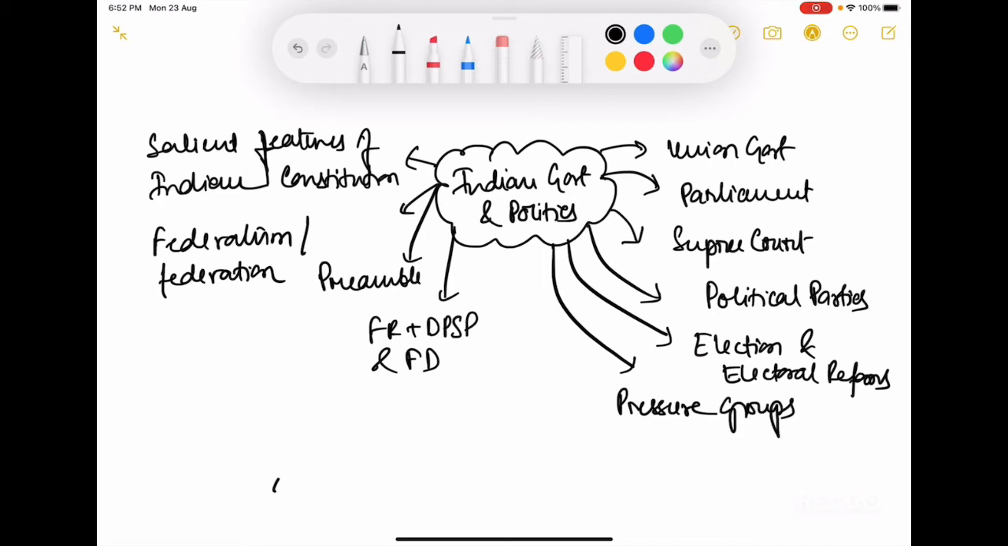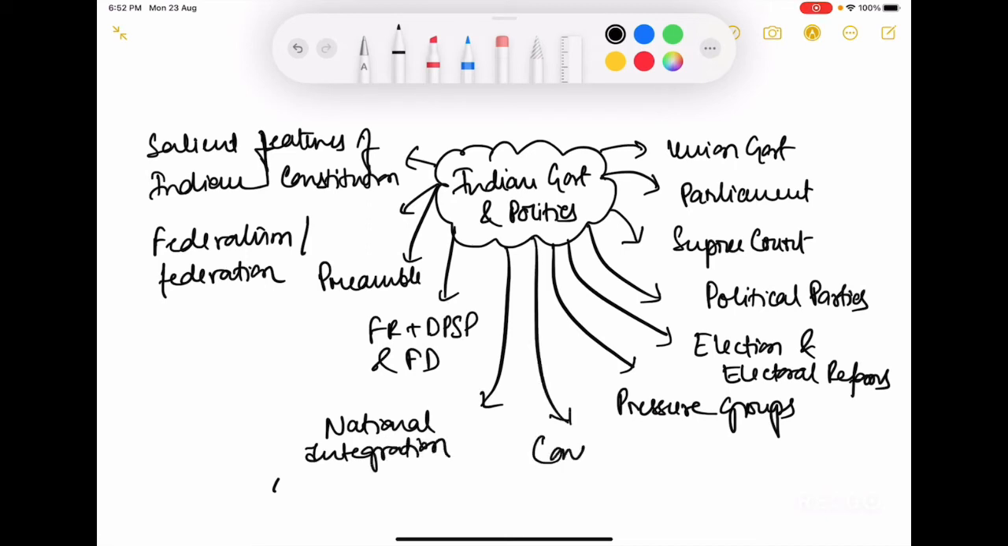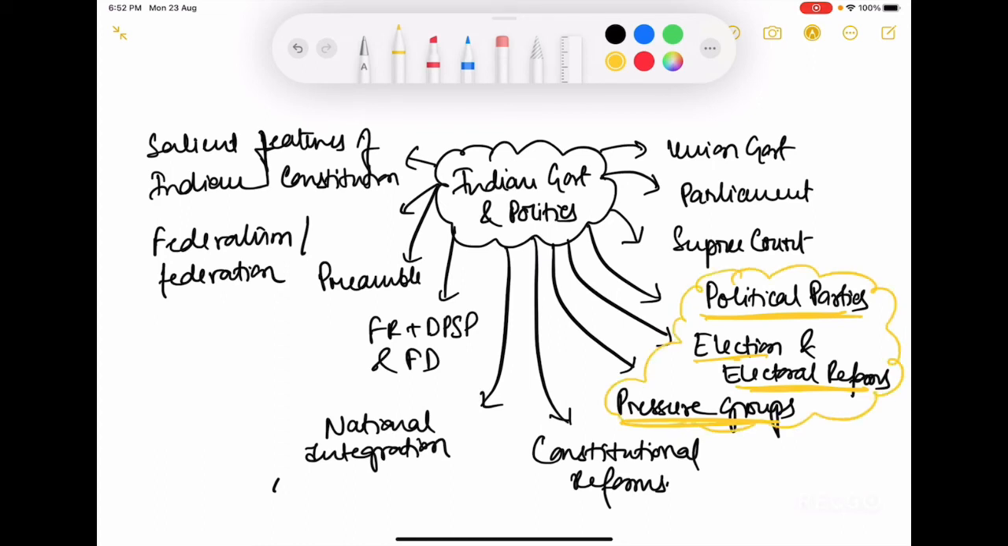What else are we left with? Number one, national integration and constitutional reforms. Now, political parties, electoral reforms, election and pressure groups. What we need to do is club these three topics together because they are related. This is talking about the executive, this is talking about the legislative part, and this is talking about the judicial part.